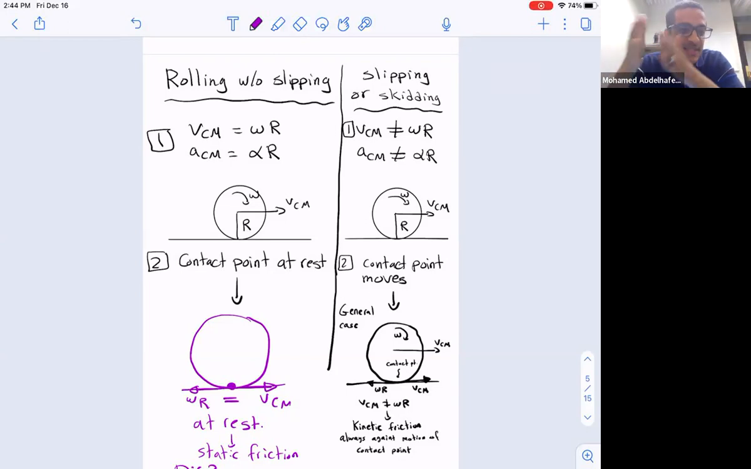So if you're rolling without slipping, VCM matches omega r, ACM matches alpha r. If you're doing any general motion, these don't match. If you're rolling without slipping, there is static friction. If you're doing any general motion, rotation and translation, it is kinetic friction. Any questions?